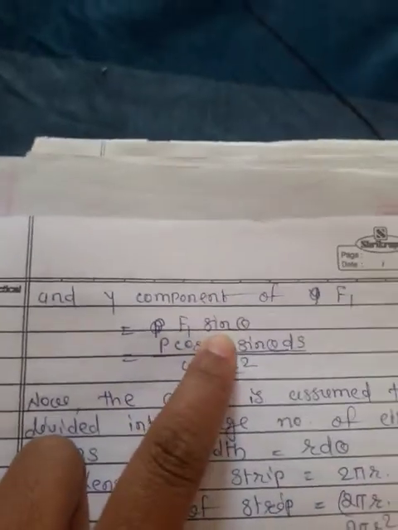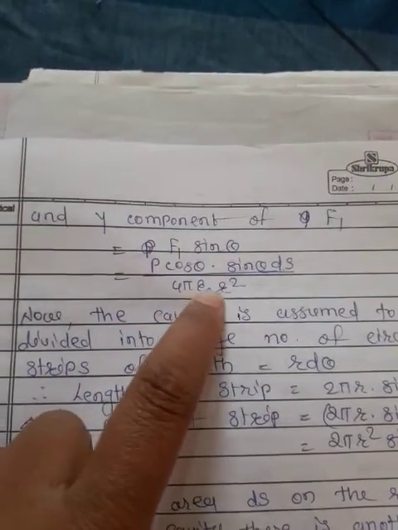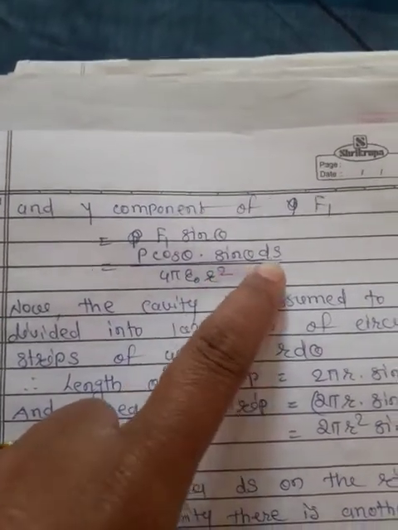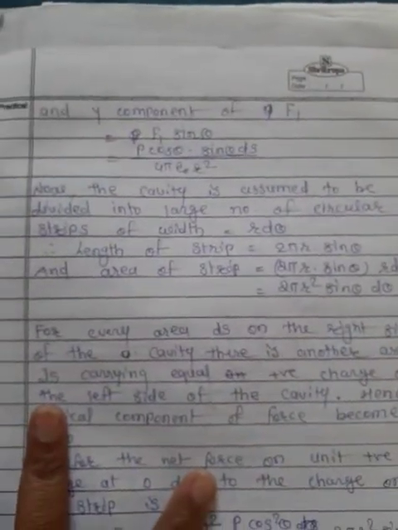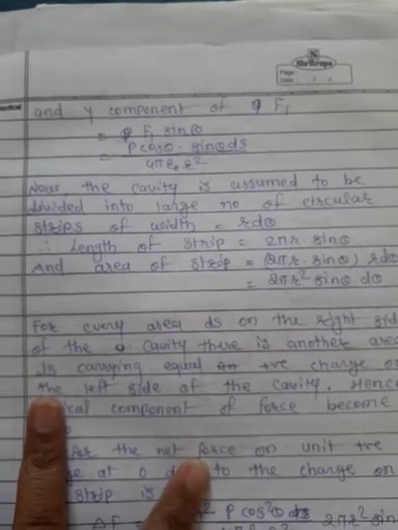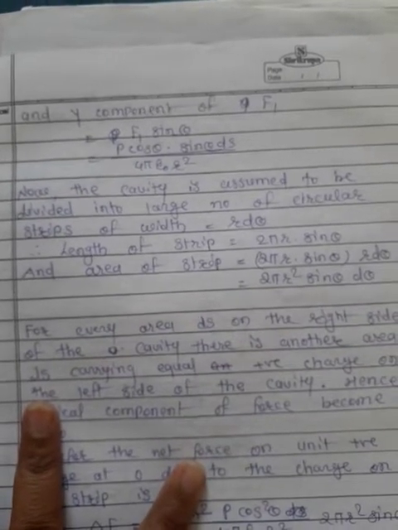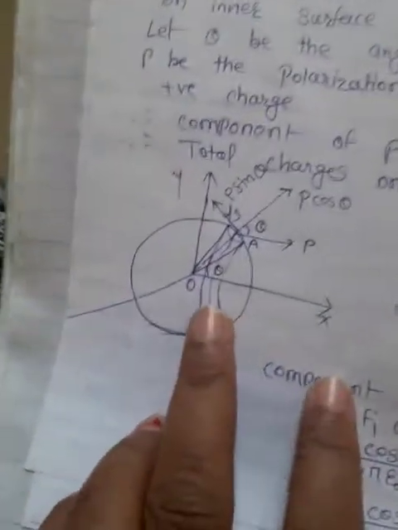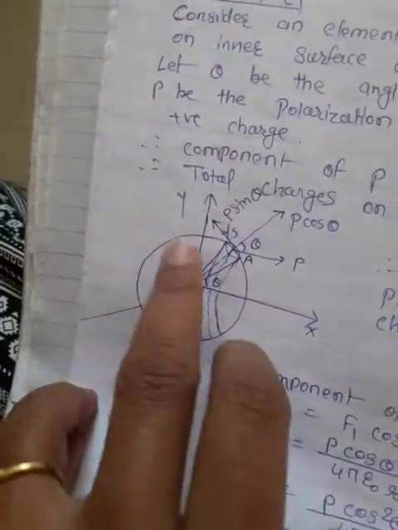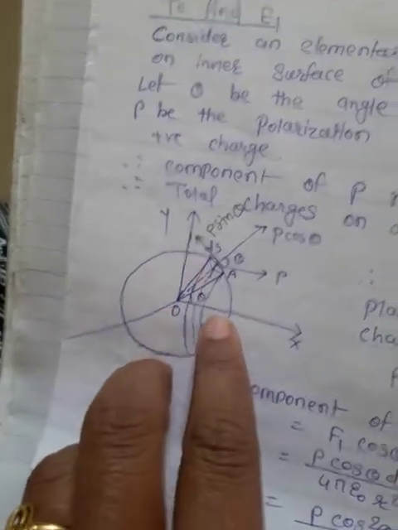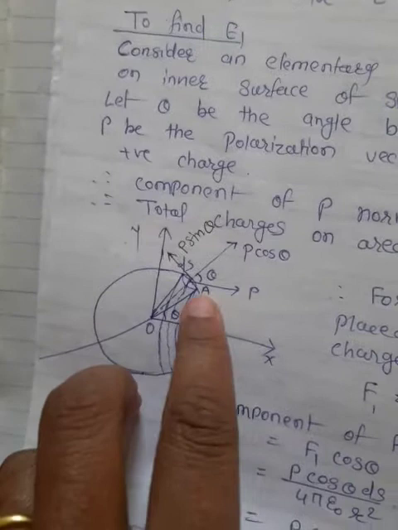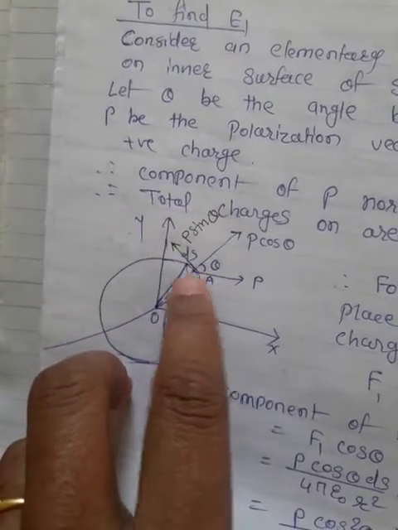and along the y component, this F1 becomes F1 sin theta. Therefore, we substitute the F1 value again: P cos theta upon 4 pi epsilon naught r square sin theta ds. Now, the cavity is assumed to be divided into a large number of circular strips of width equal to r d theta. Here r d theta is the width of this strip.